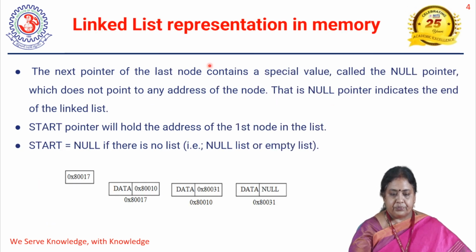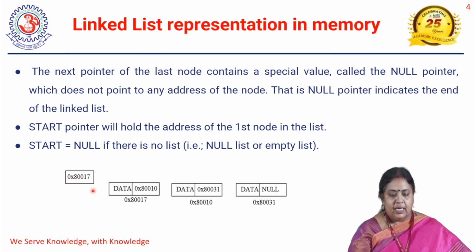Now we see how it is represented in memory. Actually this is the memory locations. See that the memory location is 17. This is a start node. This is a start node. So this node contains the address.